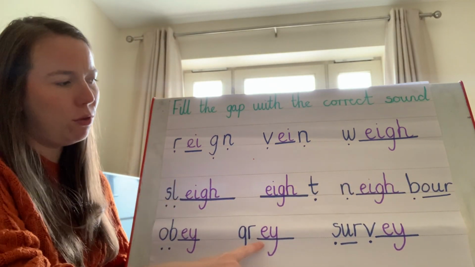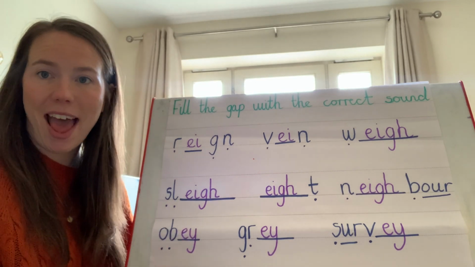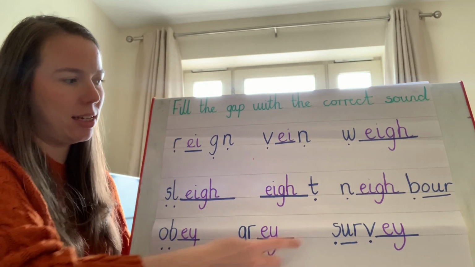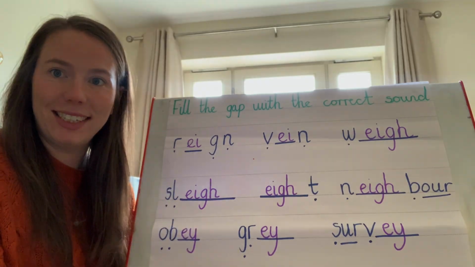For obey, grey and survey, we needed the EY letters to come together to make the A digraph to make these three words. I wonder how you got on. Give yourself a score out of 9.